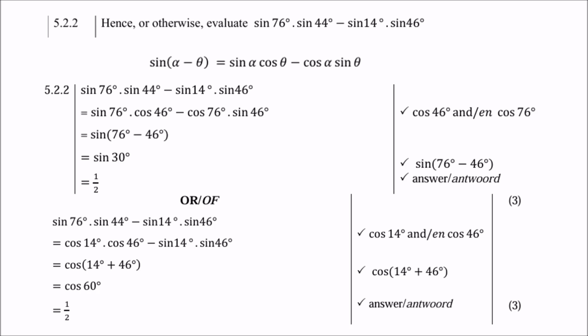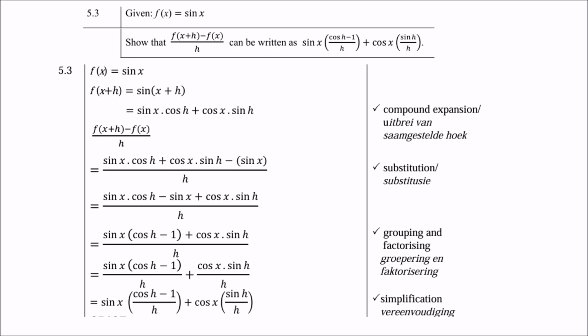Question 5.3. In this example, you'll see a combination of gradient formula in calculus with compound formula in trigonometry. Quite interesting. So given is that f of x equals the sine of x. Now you must show that f of x plus h minus f of x over h, which of course is the gradient formula in calculus, can be written as sine x into cos h minus 1 over h plus cos x into sine h over h, which of course is a compound identity.